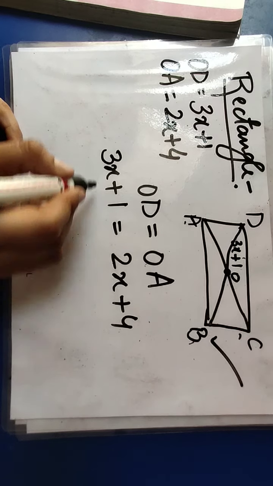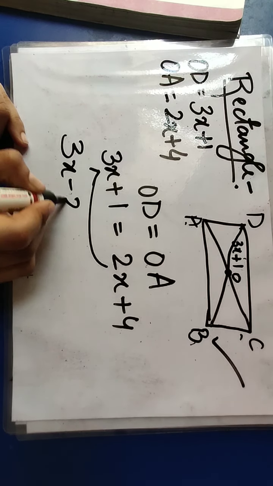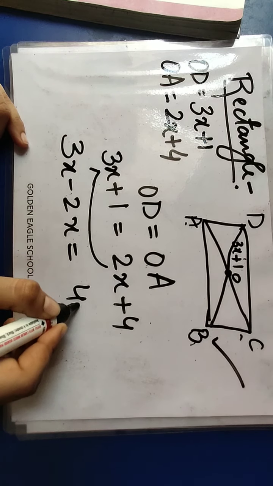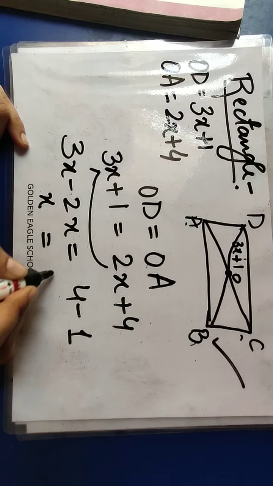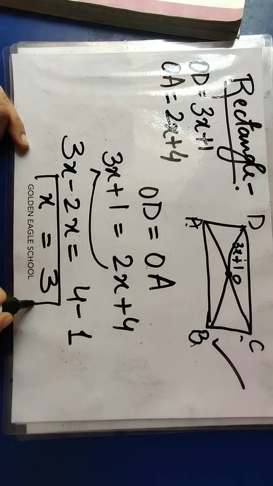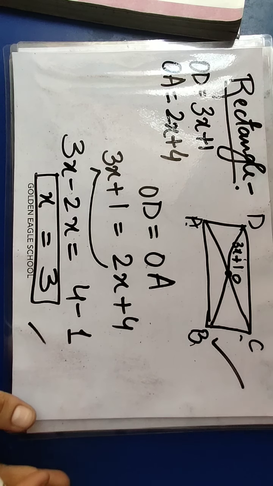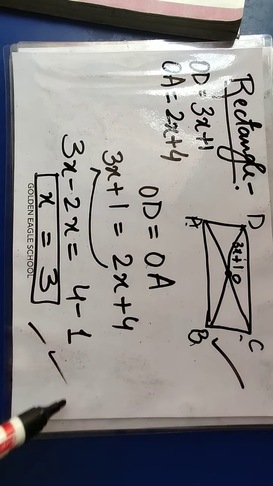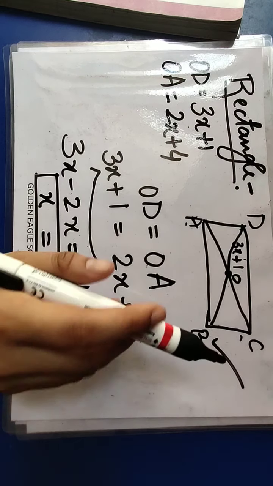Right? Now these two will come to this side. 3x minus 2x equals 4 minus 1. 3x minus 2x is x, 4 minus 1 is 3. So x is equal to 3. This is the value of x. So this is how the properties help us to find the values of things or to solve the questions.